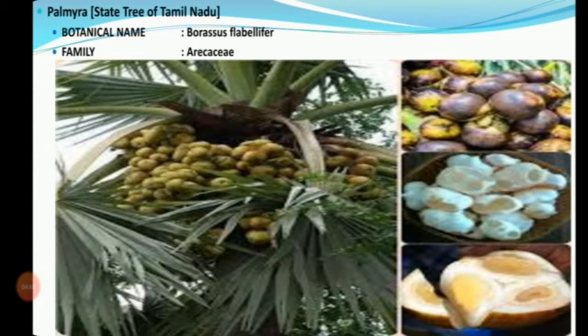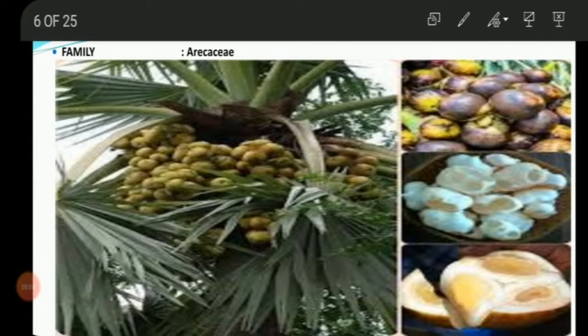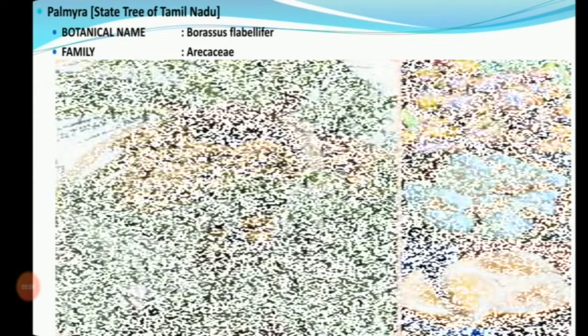This is the palmyra tree. It is a straight tree of Tamil Nadu. We can see it here and there. The botanical name of palmyra tree is Borassus flabellifer. I once again repeat, the botanical name of palmyra is Borassus flabellifer, and it comes under the family Ericaceae. Once again, remember it is the state tree of Tamil Nadu.